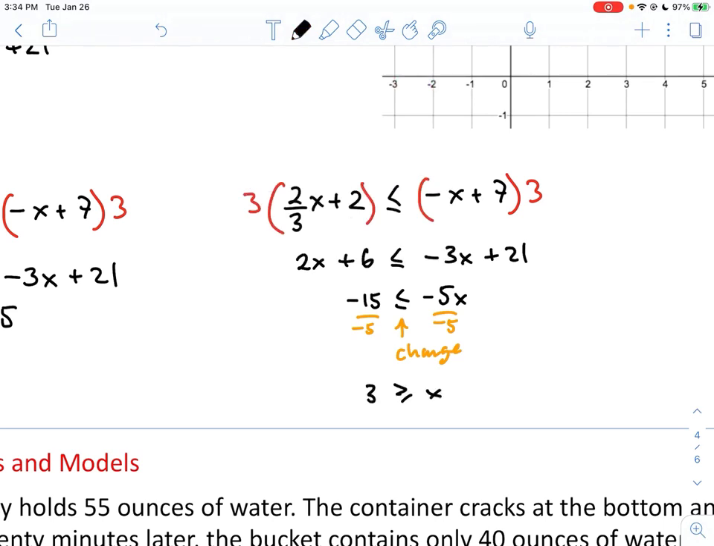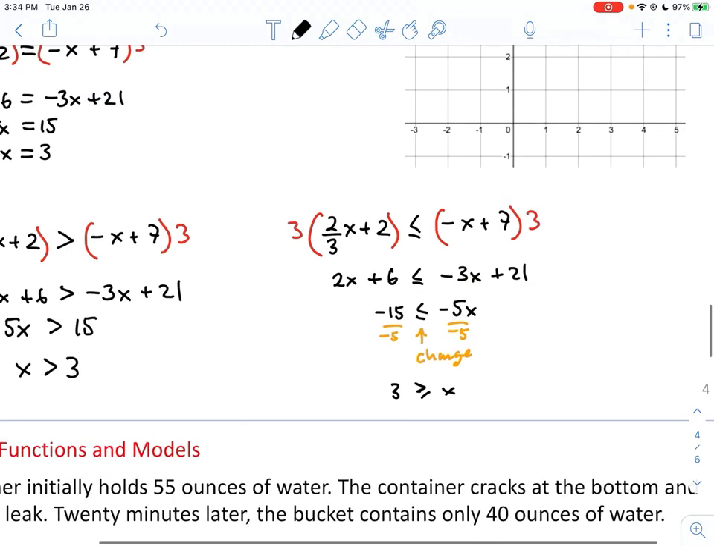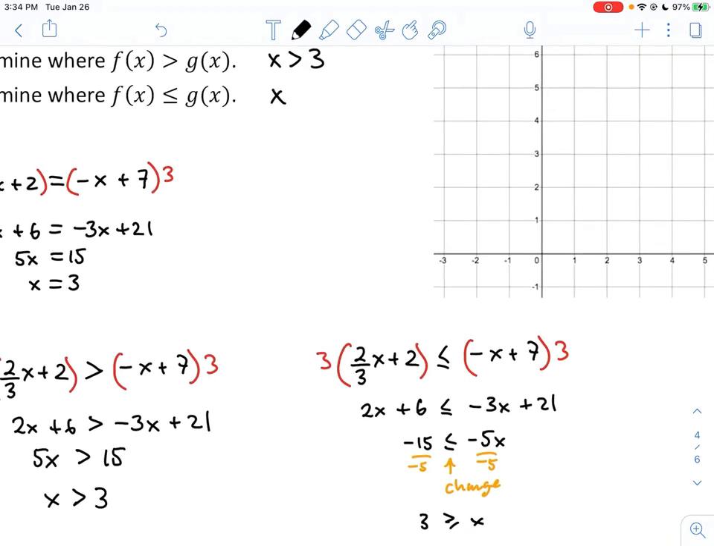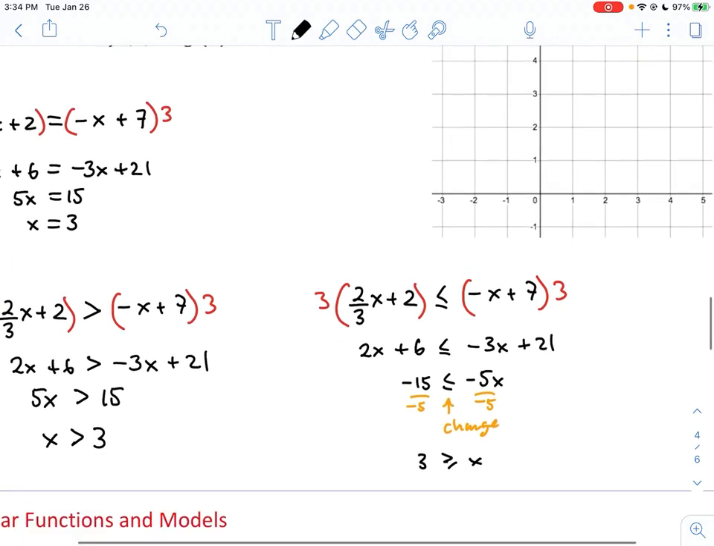Only when you multiply or divide both sides by a negative, you have to change the direction of the inequality. So x has to be less than or equal to 3. I'm going to write x first, less than or equal to 3. Right, just make sure the alligator mouth is opening towards the 3.